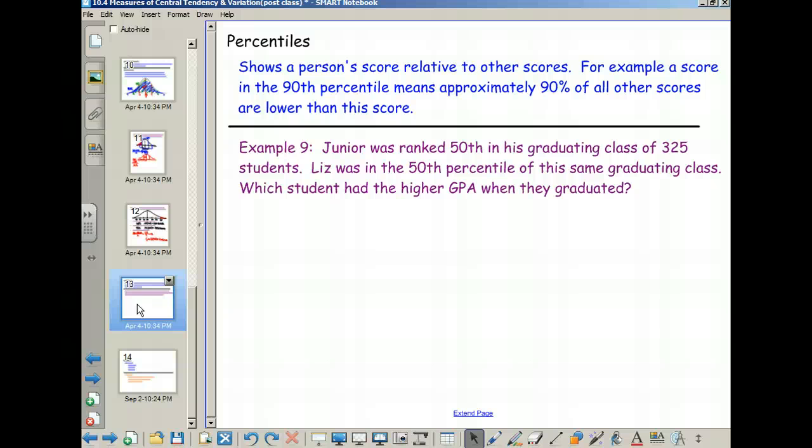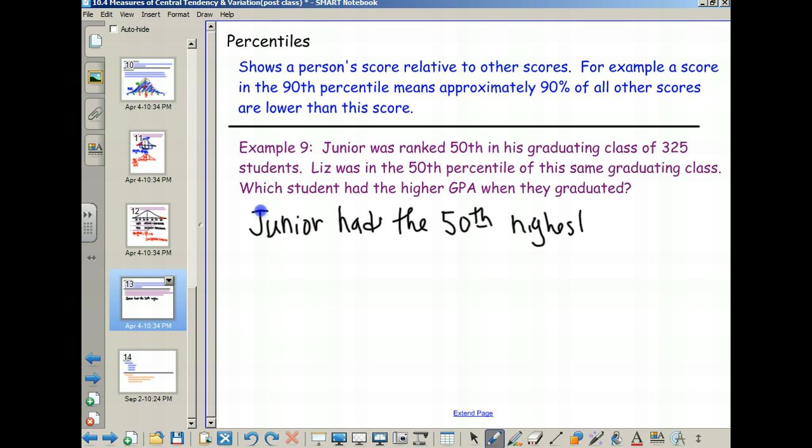Well, it says Junior ranked 50th. So what that means is that Junior had the 50th highest GPA. So in other words, if you put all the students' GPAs in order from least to greatest, Junior was 50th from the top. The highest GPA is rank number 1, you go down from there.